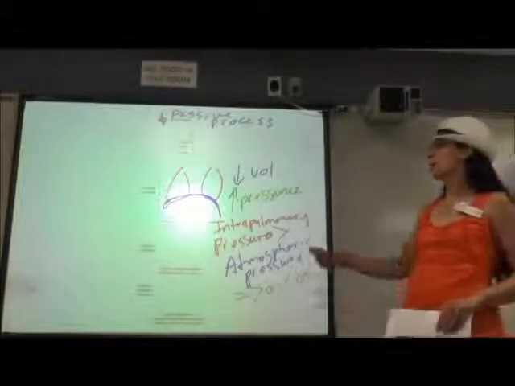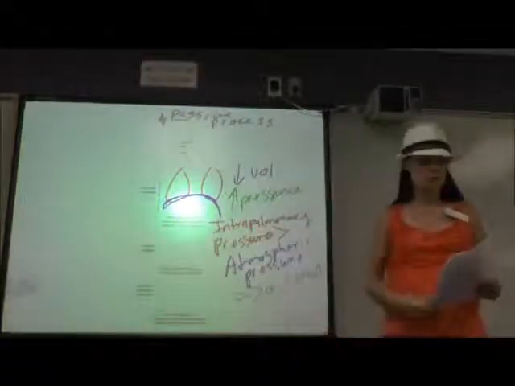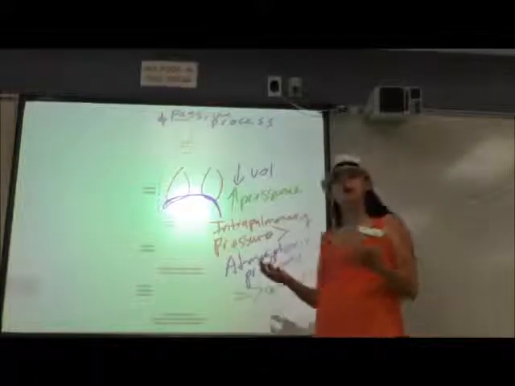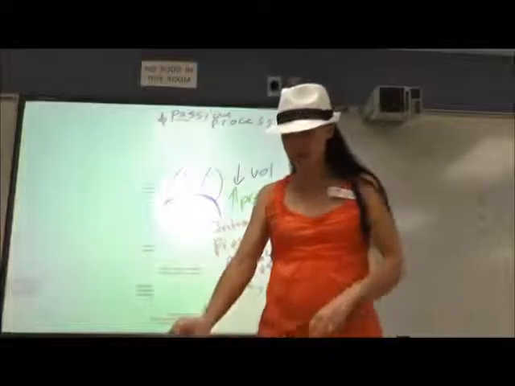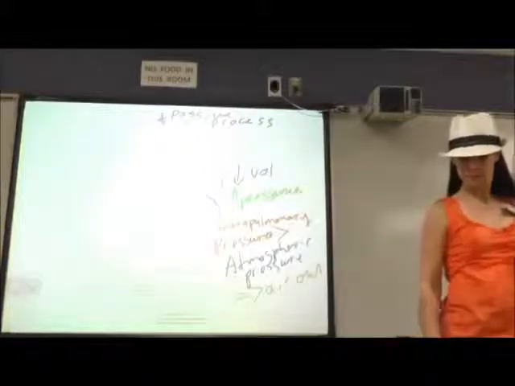So on a moment-to-moment basis, the diaphragm is your primary muscle of respiration. With forced inspiration or expiration, we can use our intercostal muscles to help with that. All right, then the next part of respiration is alveolar gas exchange.